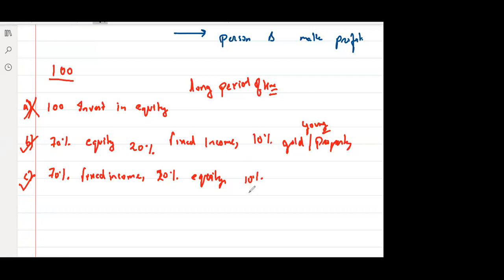Now, but suppose you grow old. You grow old and you are like 60 years old. Obviously, you don't have time. So obviously, you will keep all the money in fixed deposit. Okay? Right, everyone?